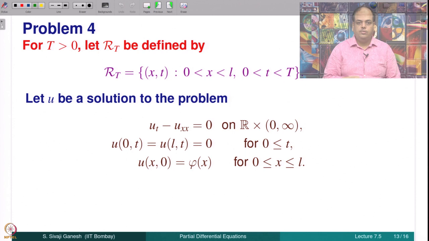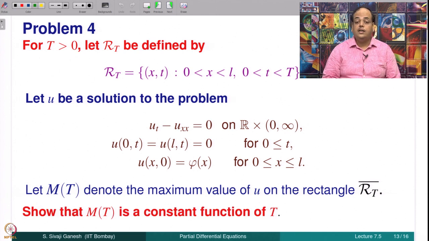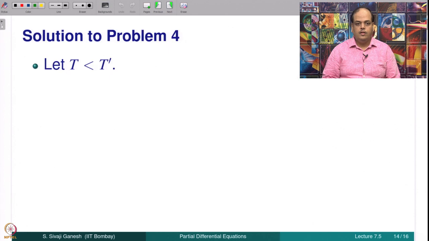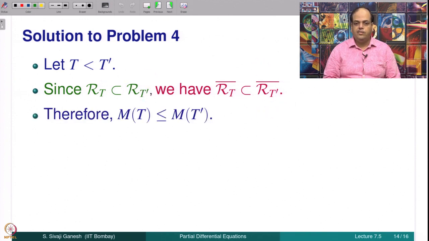So, let u be a solution to the homogeneous heat equation in R cross 0 to infinity, and the boundary conditions at x equal to 0 and x equal to L are 0. And u of x, 0 equal to phi of x. Let m of t denote the maximum value of u on the rectangle R_t closure. Show that m of t is a constant function of t. So, let t be less than t dash, and R_t is a subset of R_t dash. R_t dash is a bigger rectangle. Therefore, R_t closure also is contained in R_t dash closure. Therefore, m of t is less than or equal to m of t dash.